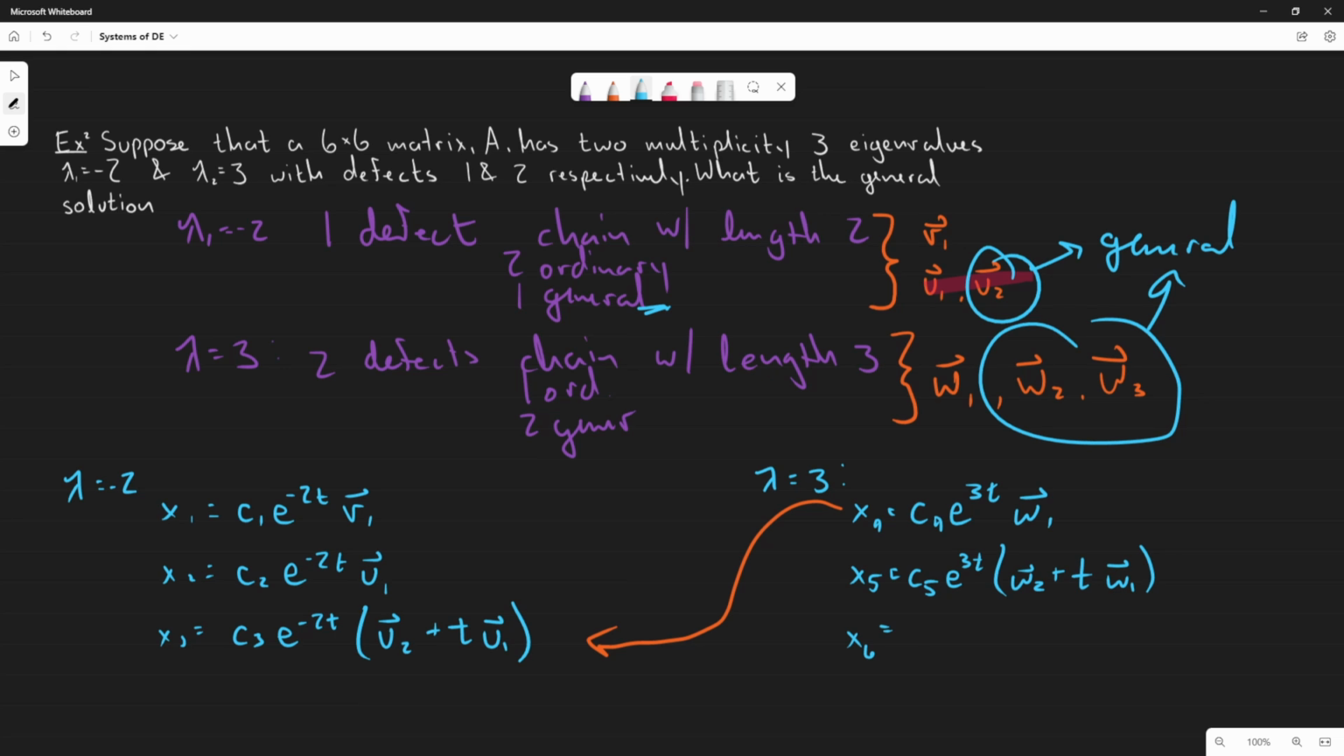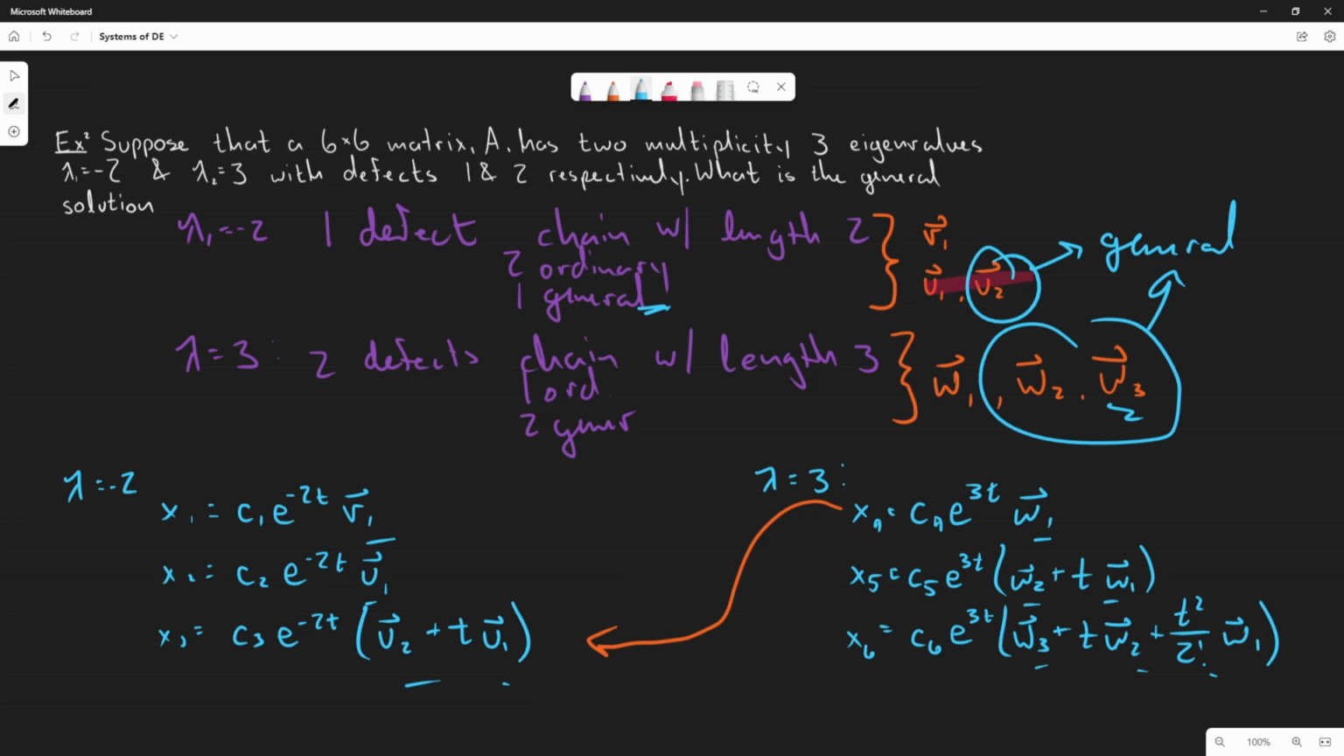Our last solution would be c6 e raised to 3t, and it's going to be somewhat similar to the fifth one, but we're going to have our w3. So we're going to start with w3 plus t times w2, and then plus t squared over 2 factorial times w1. And so we are pretty much going downwards. It's going 3, 2, 1, and then 2, 1, and then 1, and then the new vector.